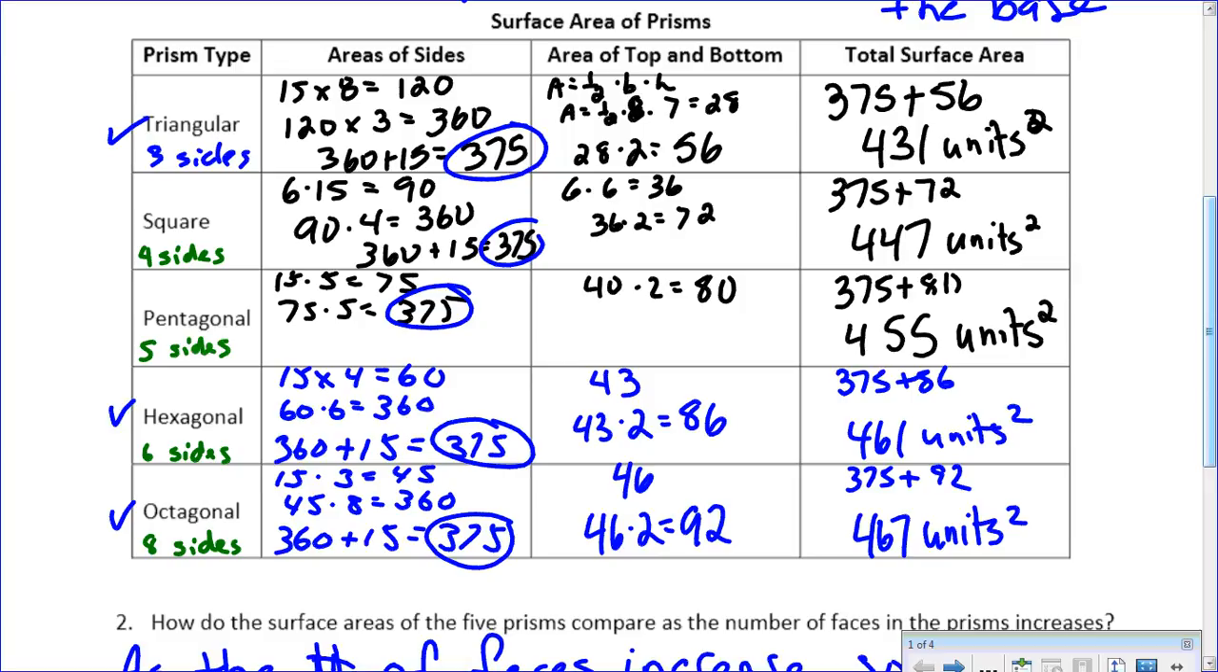And then once we found that, we just basically added everything together. We took the sum of the areas of all the sides and added it to the sum of the areas of the top and the bottom of the prism. And that got us our total surface area of the figure, right? That was our strategy. That's what we did over and over again. All right, let's go to the back side.